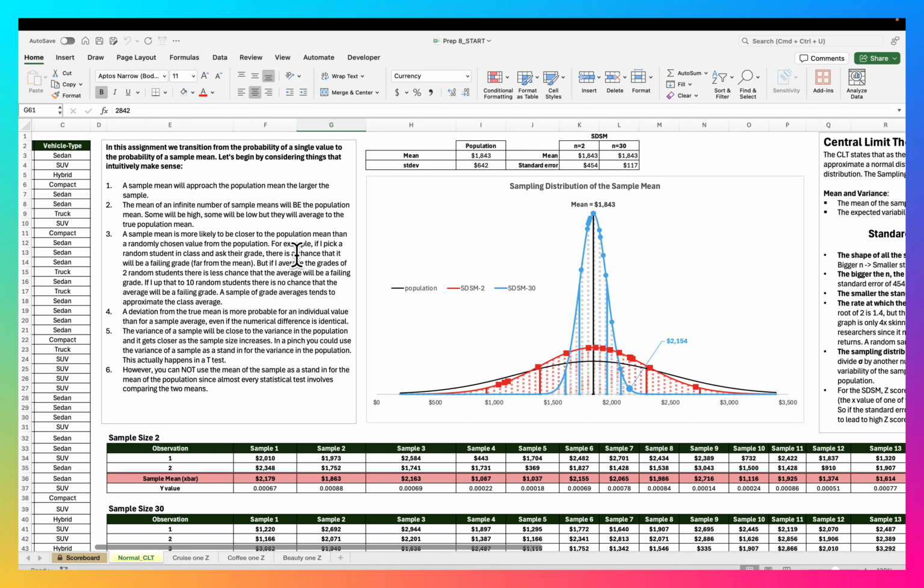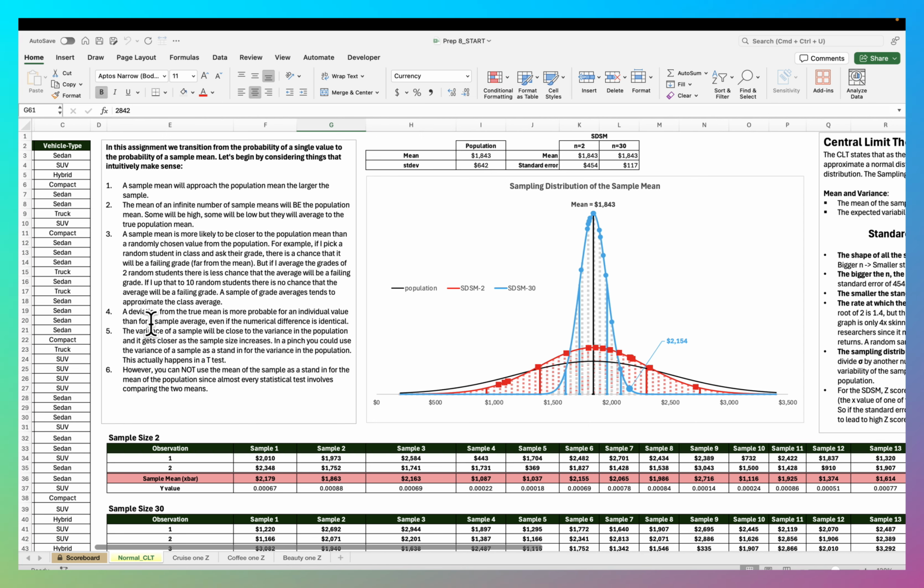And here's how it intuitively makes sense. So for example, if I pick a random student in the class and ask their grade, there's a chance that it will be a failing grade, far from the mean. But if I average the grades of 2 random students, there is less chance that the average will be a failing grade. If I up that to 10 random students, there is pretty much no chance that the average grade will be a failing grade. A sample of grade averages tends to approximate the class average, and the bigger the sample, the better.